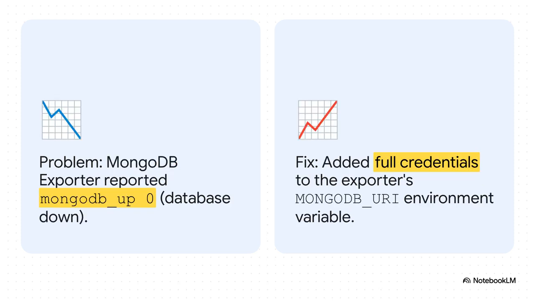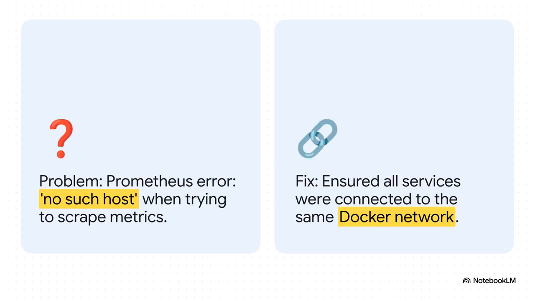And along those same lines, the MongoDB exporter kept telling us the database was down even when it was running perfectly fine. The culprit? You guessed it, another authentication problem. The exporter needed its own special, correctly formatted URI with the full credentials to be able to connect and scrape those vital metrics.